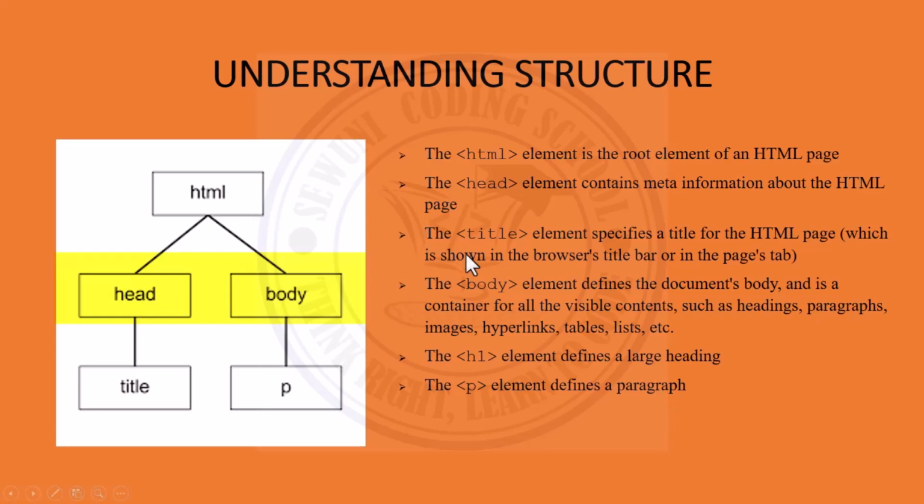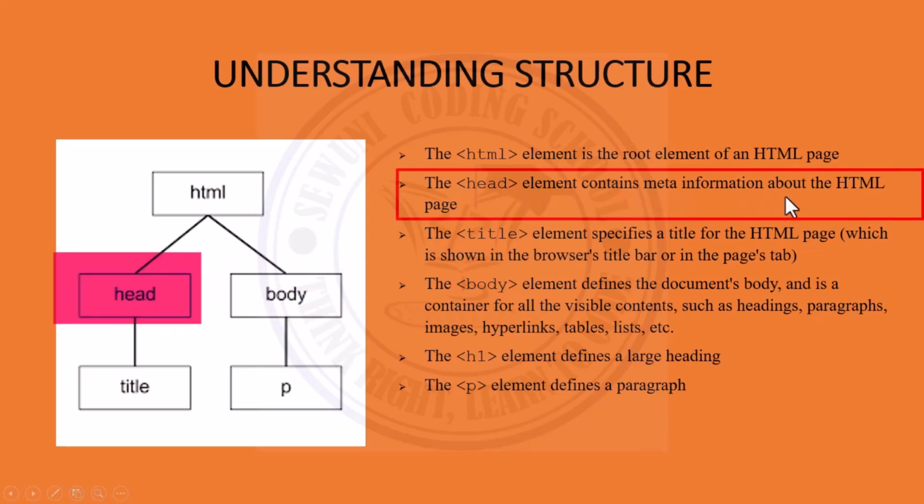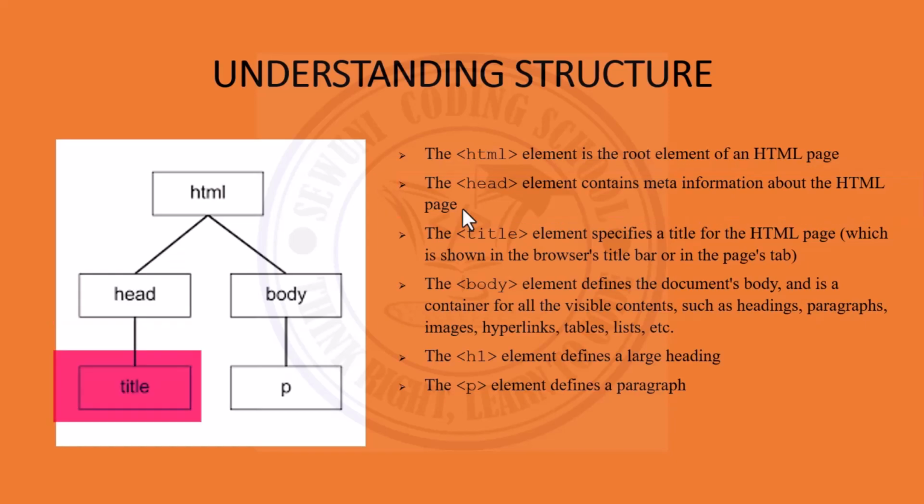Now let's go into our note. It says the head element contains the meta information about the HTML page. The head contains everything that the HTML page entails, and then the head also has one child. So the head also becomes now a mother. It also has one child element called a title.